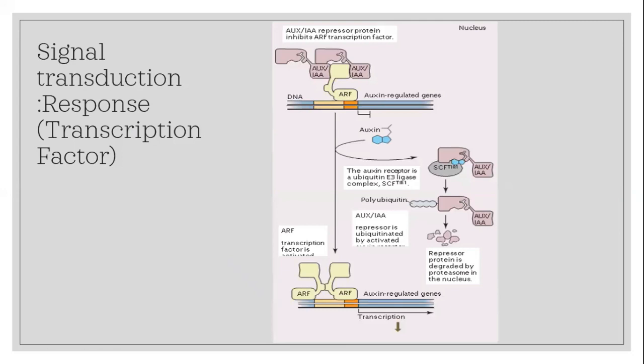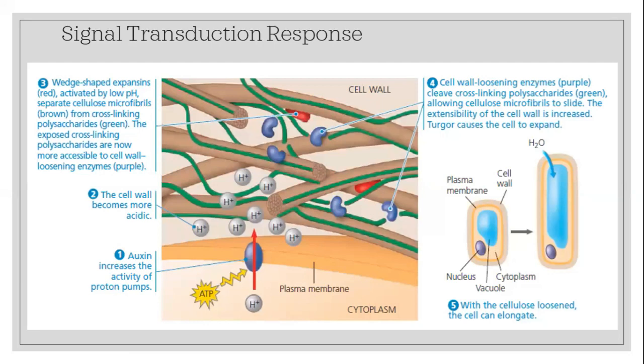Once they are upregulated, they form certain protein channels. These protein channels, once they are formed, are incorporated in the plasma membrane, and they start pumping H plus ions into the cell wall. Now, once the H plus ions are in the cell wall, that lowers the pH, which makes the cell wall acidic. This acidic cell wall will activate certain molecules called expansins.